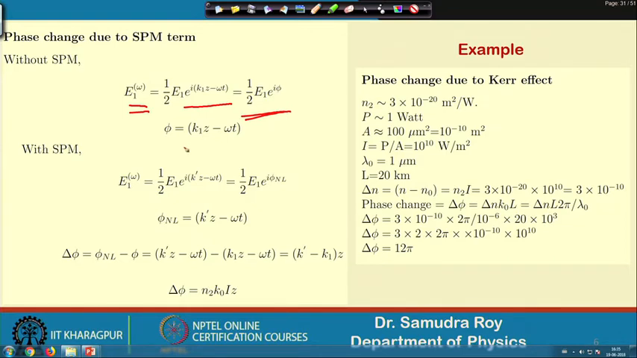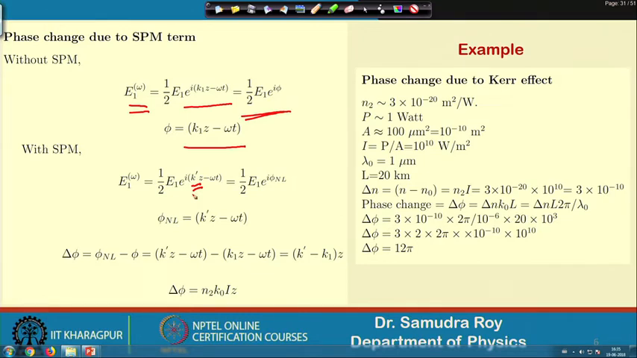Phi is k1 z minus omega t. Without SPM, this is the way one can write the total electric field. With SPM, one can again write the same electric field, but the only change is k prime, because k1 was the propagation constant without any kind of nonlinearity, and k is the propagation constant of the system with nonlinearity.